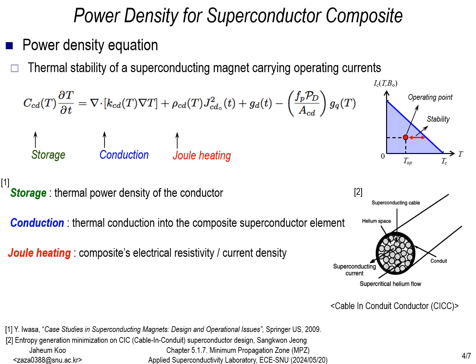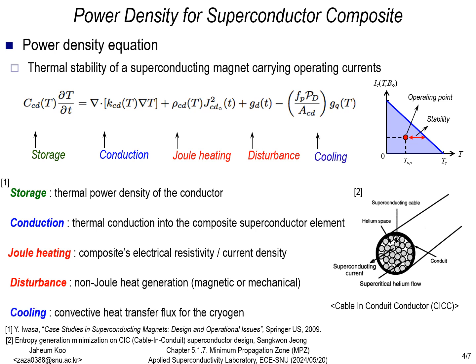Joule heating means heat generated by electrical resistance within the conductor when current flows through it. Disturbance means additional heat generated from sources other than Joule heating. Cooling represents the heat removed from the conductor by the process of convection cooling.